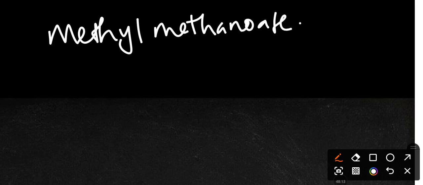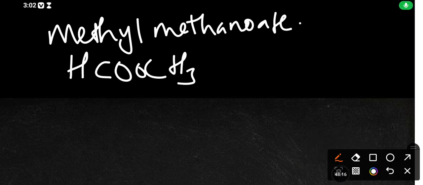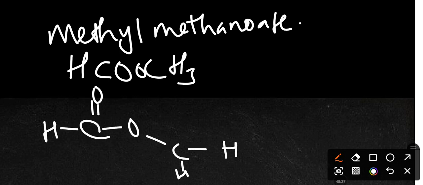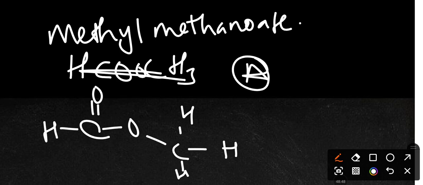And its formula is like this. A displayed structure would look something like this. So we have our H, an H here, an H there, and an H here. So this here is how methyl methanoate is drawn. So I have succeeded in naming both A and B.